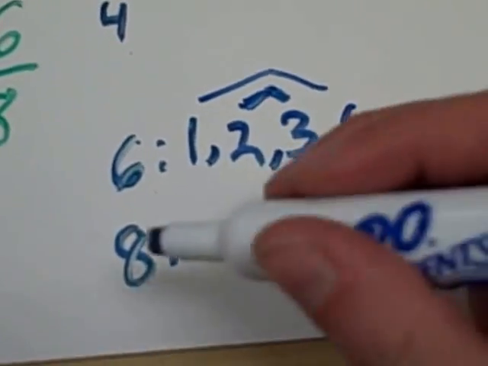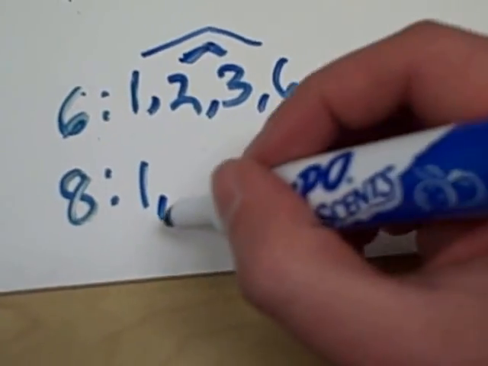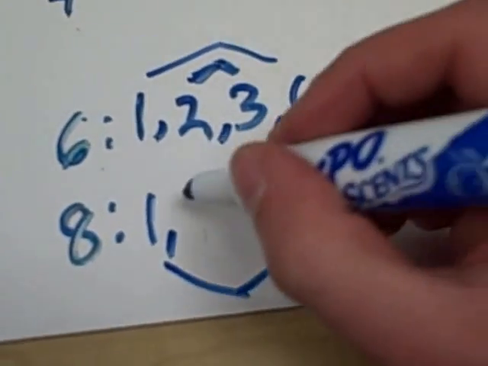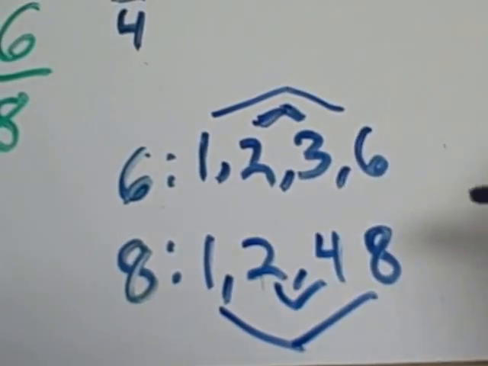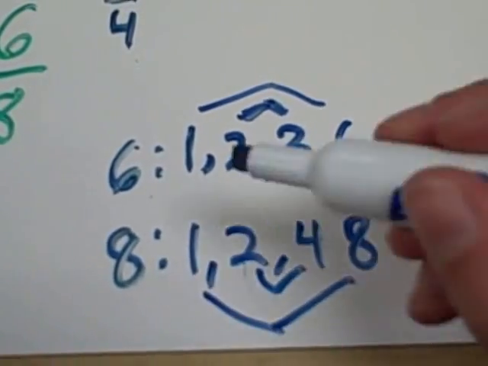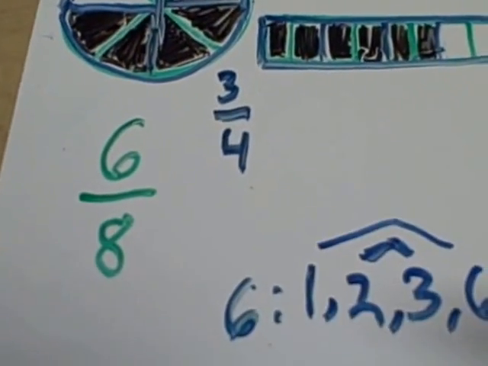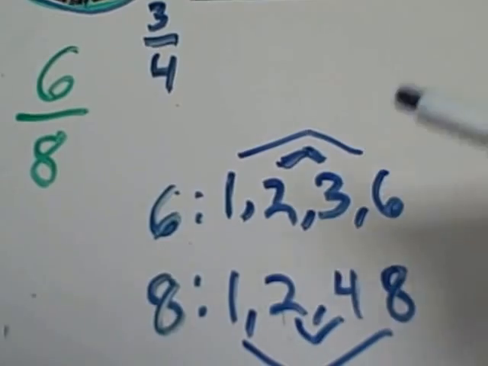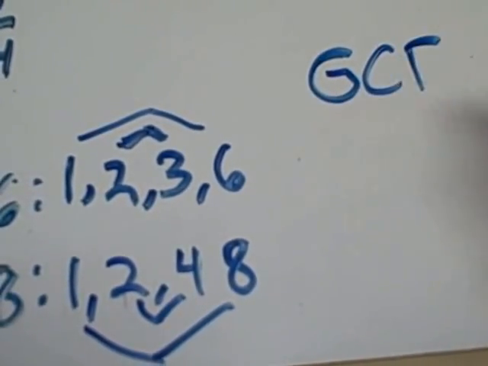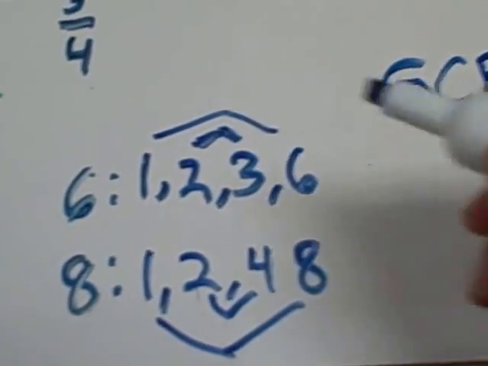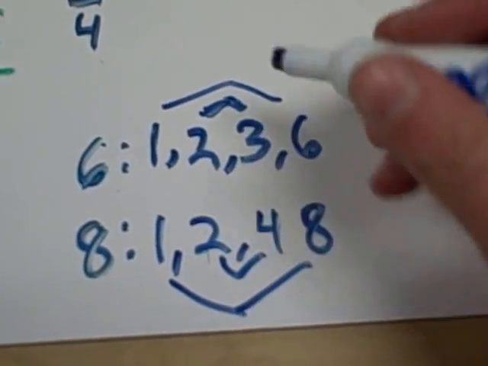What about the factors for 8? Well, I know 1 times 8 makes 8. Oh, 2 and 4. 2 times 4 go into 8. So here is the list of factors for 6. Here is the list of factors for 8. And in order to divide this 6/8 by an equal amount, I have to find the greatest common factor. And the greatest common factor is not 1, it looks like it's 2.